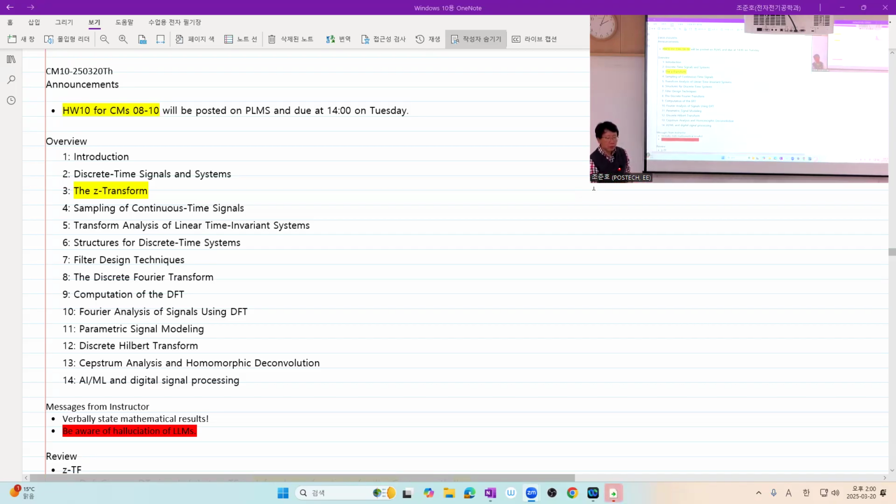The first announcement is about homework 10. It covers class meetings 8 to 10 and will be due next Tuesday.